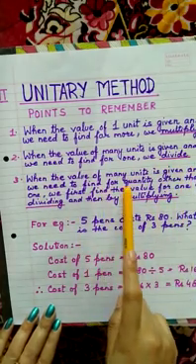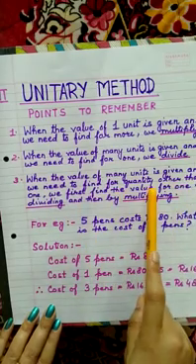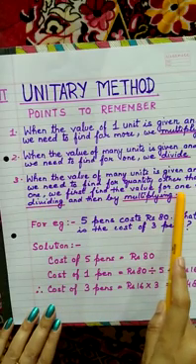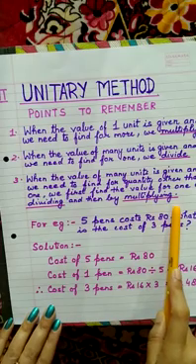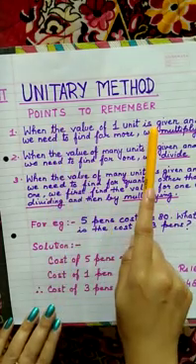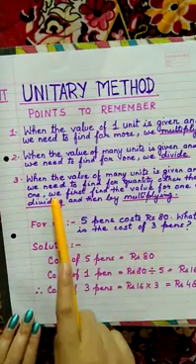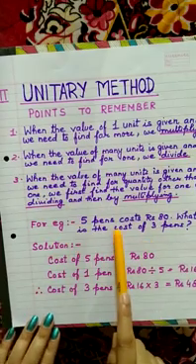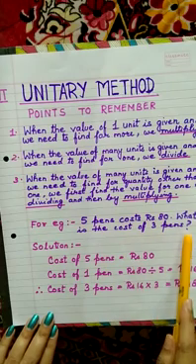When the value of many units is given and we need to find for a quantity other than 1, we first find the value for 1 by dividing and then multiply. So every time we do a sum for unitary method, we need to know the value of 1 first. To explain this, we have an example here. 5 pens cost rupees 80. What is the cost of 3 pens?